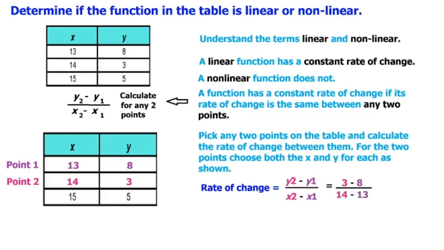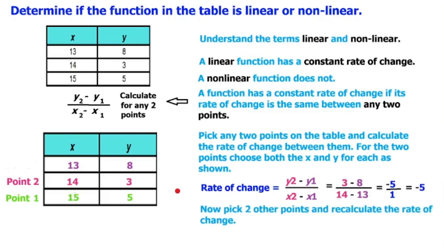So y2 is 3 minus 8. And then x2 is 14 minus x1, which is 13, okay? Now do the calculation. So 3 minus 8 is minus 5. You have to remember your integers, how to calculate integers. And then 14 minus 13 is 1. So we're left with minus 5. Now pick 2 other points and recalculate the rate of change. So let's do that.